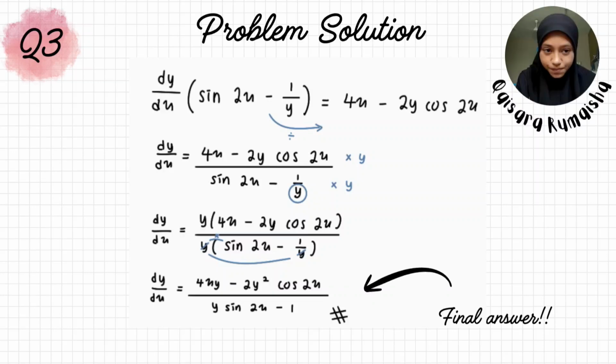In the numerator, multiplying 4x by y gives us 4xy, and multiplying 2y cosine 2x by y gives us 2y squared cosine 2x. In the denominator, distributing y to sine 2x brings us directly to our absolute final answer: dy over dx equals 4xy minus 2y squared cosine 2x over y sine 2x minus 1. The expression is now fully simplified, elegant, and perfectly resolved.